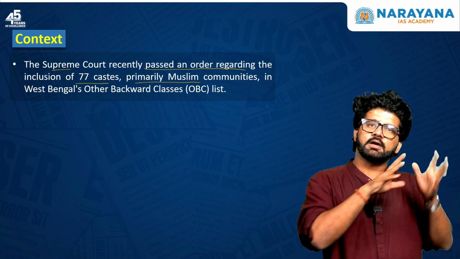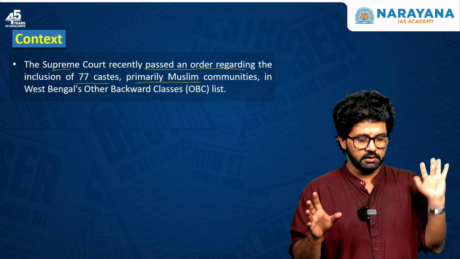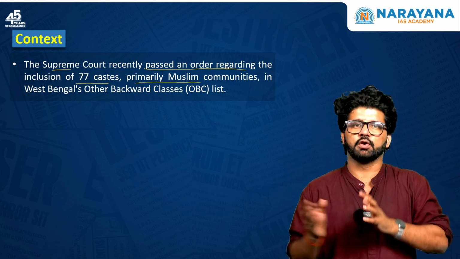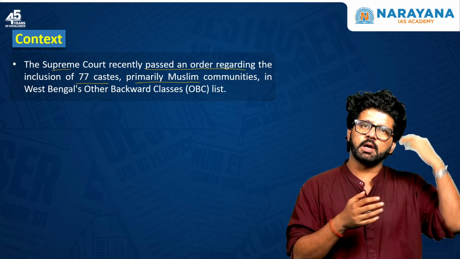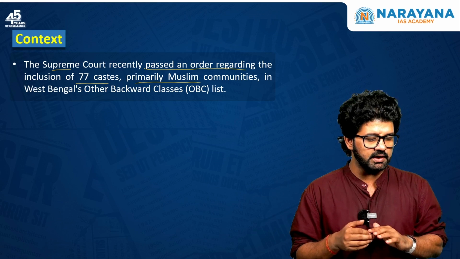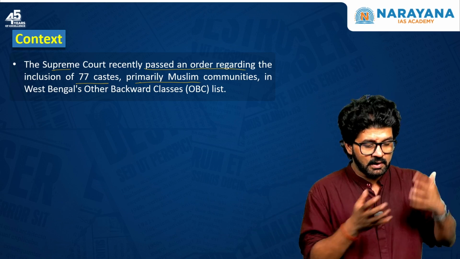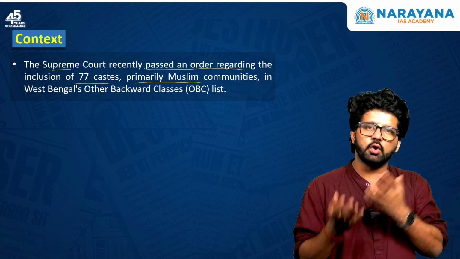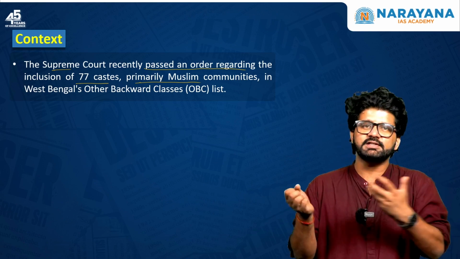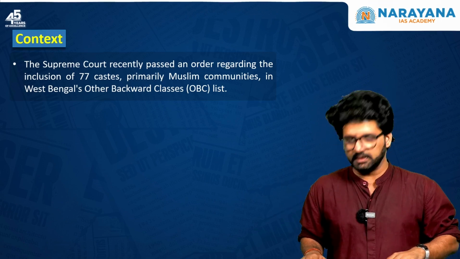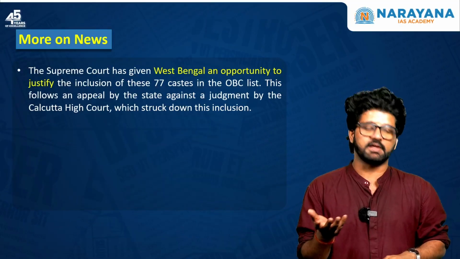And Calcutta High Court rejected this particular new addition of 77 castes. And then the West Bengal government went to the Supreme Court. And now the Supreme Court is asking what the criteria was. That's what they're asking: by which logic, which criteria, have you included these 77 castes under OBC? That is the question the Supreme Court is asking the West Bengal government.